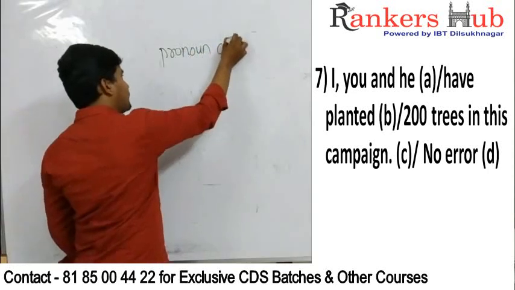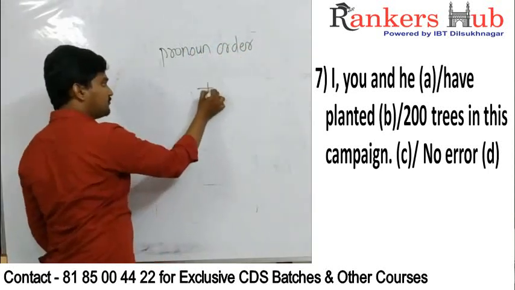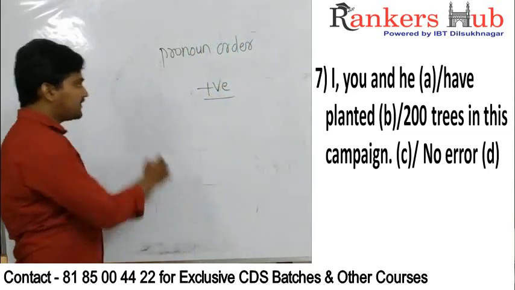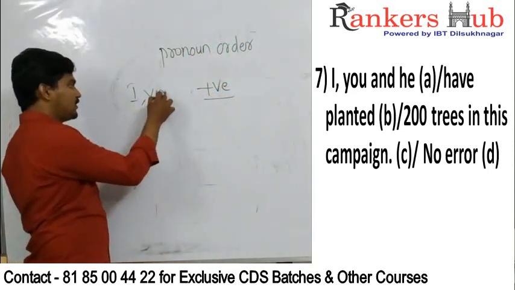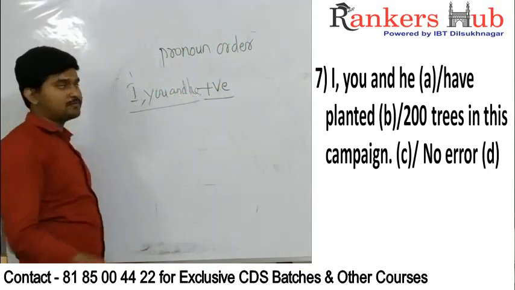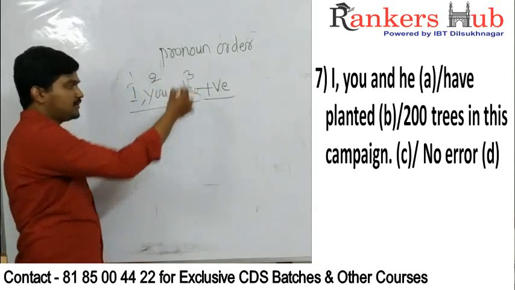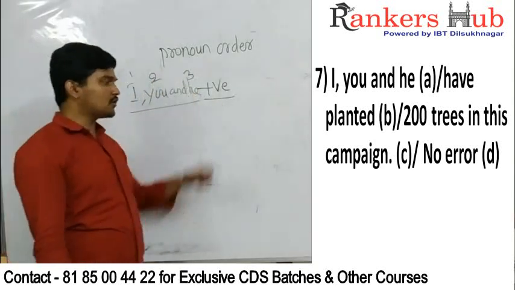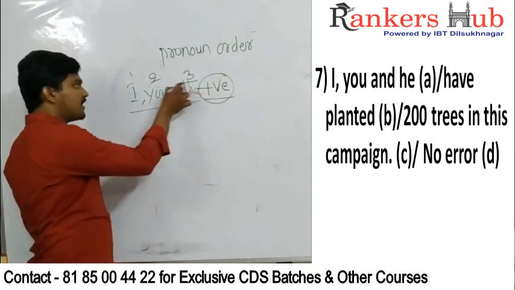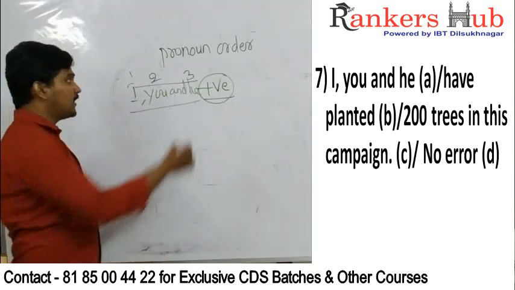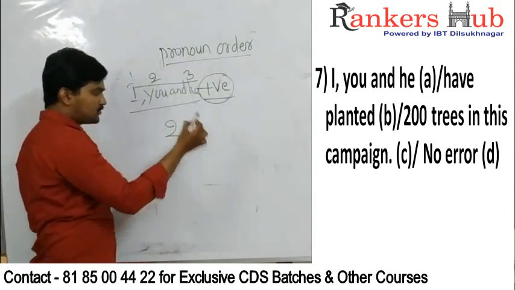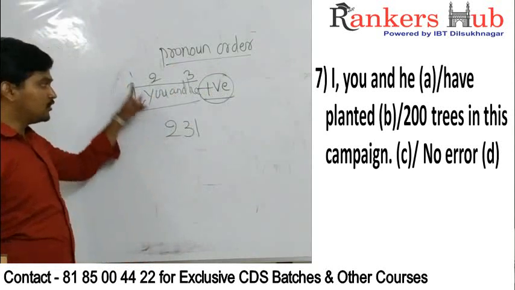If you observe properly, the sentence is actually a positive one. Planting trees is nothing wrong. The sentence is actually a positive one, but it started like I, you and he. I is always first person, you is second person, whereas he is third person. When you are giving a positive statement, you should never ever use the 1, 2, 3 sequence. There is a rule, guys, you have to always go with the 2, 3, 1 sequence. You have to keep them in 2, 3, 1 sequence.